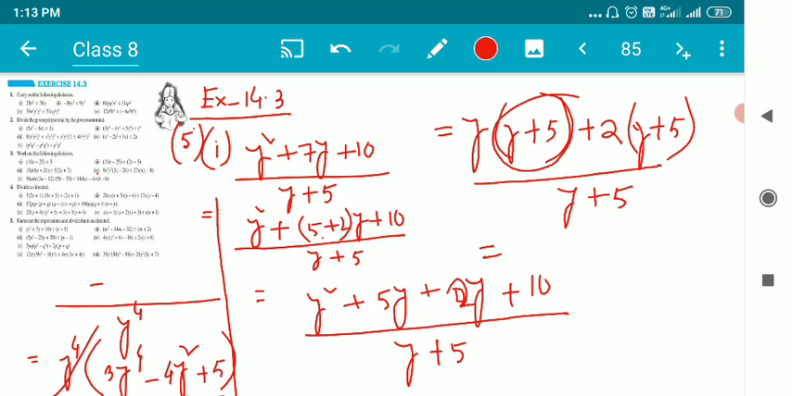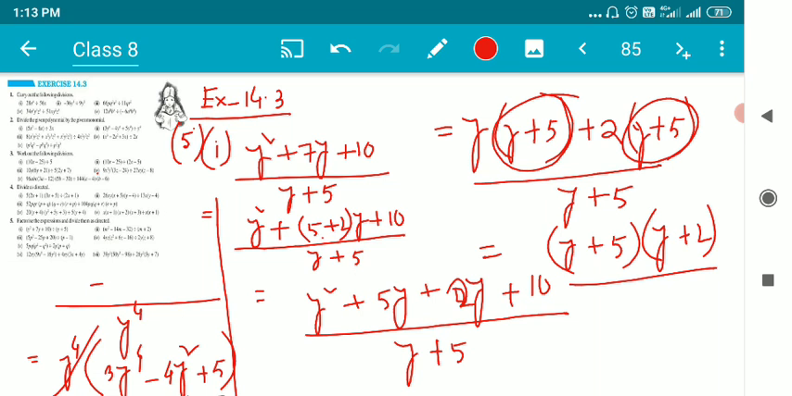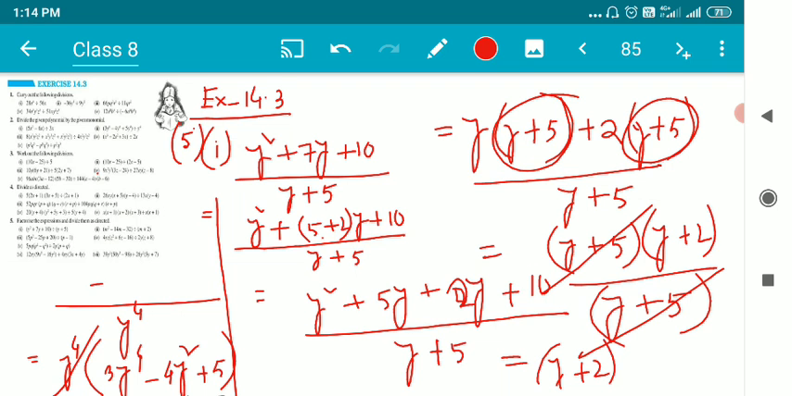Now, this y plus 5 is common. Since it's used twice, I'll write y plus 5 only once, and the leftover terms will come within one bracket, y plus 2. And down there, I have y plus 5. So this y plus 5 and this y plus 5 will be cancelled. My final answer will be y plus 2, which is in the numerator. No rocket science, we can simply solve this sum. I believe my explanation is very clear to everyone.